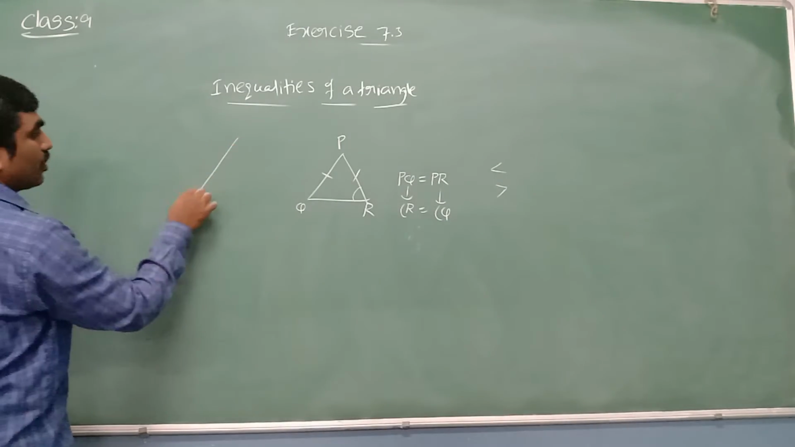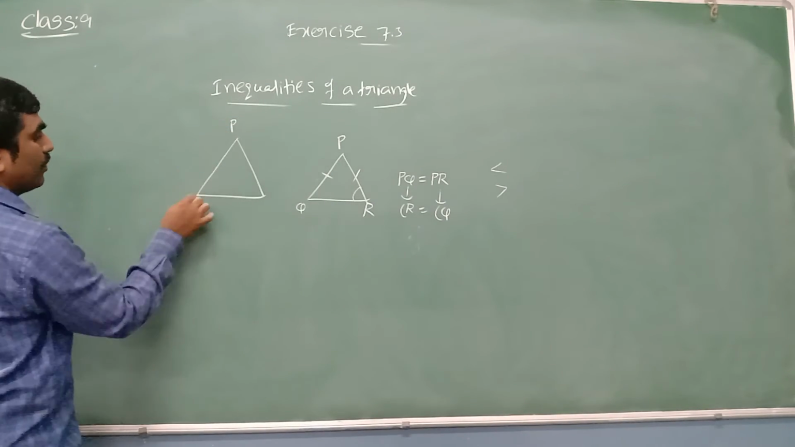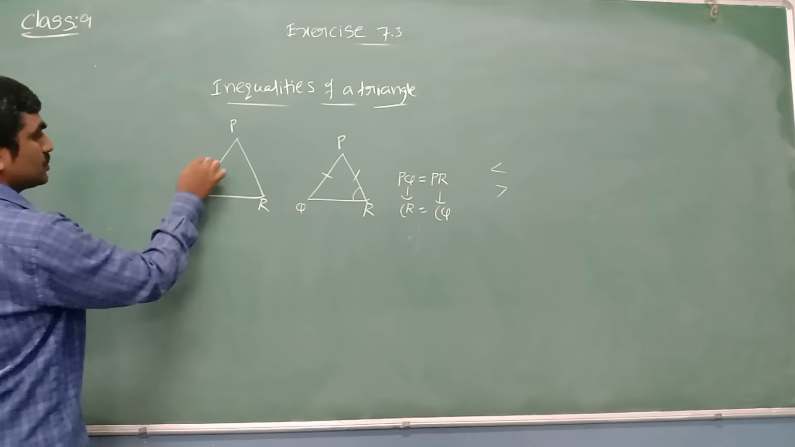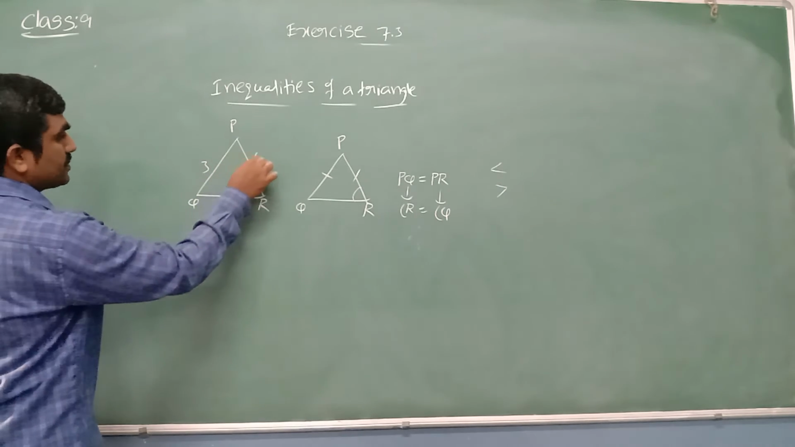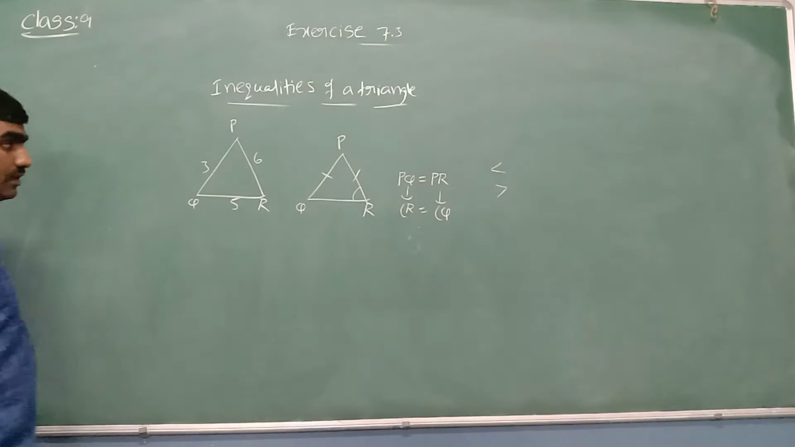Suppose they are unequal. In triangle PQR, here we take 3, here we take 6, here we take 5.